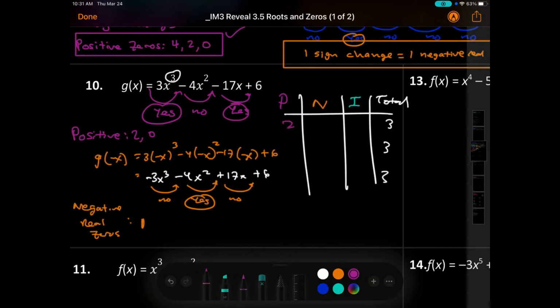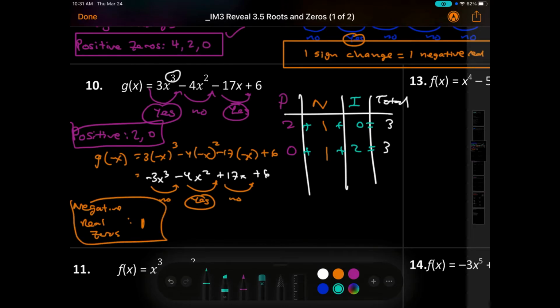And positives, we said either 2 or 0. So I guess I don't need that last one. Negatives, we said that there is 1. So that means 2 plus 1 plus 0, or 0 plus 1 plus 2 will equal my 3. So those are the total combinations for our graph that we'll eventually draw. Okay, so if you had to write that out, it would be positives, negatives, and then imaginaries would either be 0 or 2.